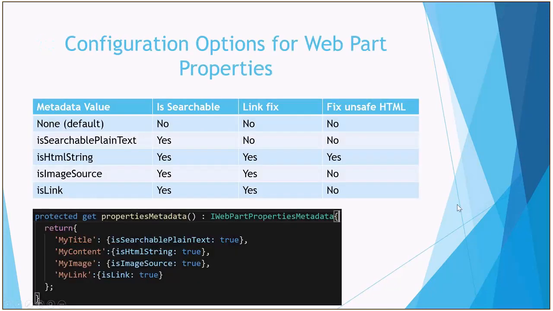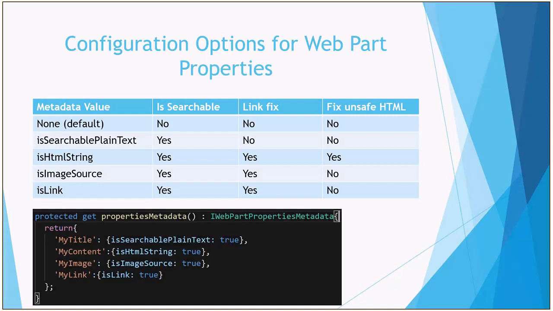The web part properties, though, what I was talking to you guys about, the different properties and what you can have. The thing that I want to let you know about is one extra configuration. If by default you don't set anything up for your web part properties, they're not searchable. The text inside the property, they don't automatically fix the links or unsafe HTML. And I think searchable and unsafe HTML are kind of explanatory, I hope.